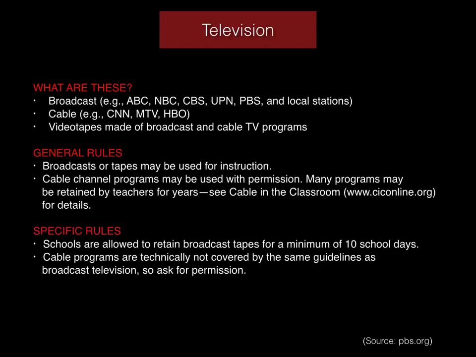First, they can be a broadcast. In America, of course, there's ABC, NBC, CBS, UPN, PBS, Fox, any of the local stations. But if there's a cable channel, you can still use things from channels like CNN and MTV and HBO. And you can use videotapes made of the broadcasts in cable TV programs.